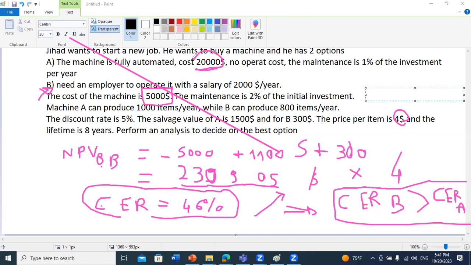Any question on this? Question? Yes. Doesn't option B also need an employer to operate it with the higher salary and such?